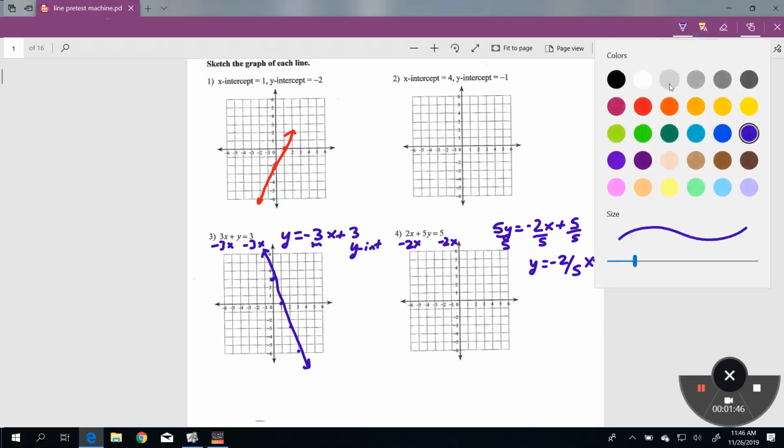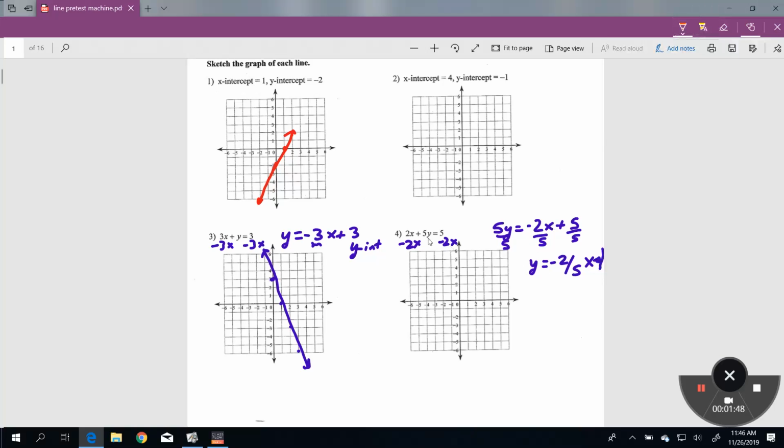Another method is to solve for the x and y intercepts. So to solve for the x-intercept, you let y be 0. So I just plug a 0 in right here because 5 times 0 is 0. And I get that 2x equals 5. So 2x equals 5. Divide it by 2, x equals 5 halves, or 2.5. So that's the x-intercept.